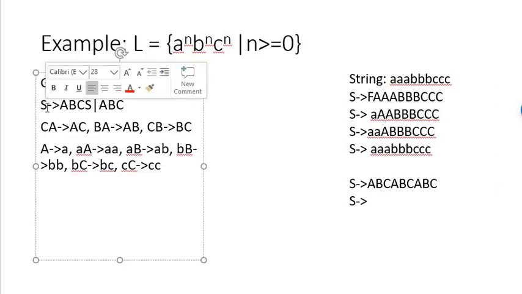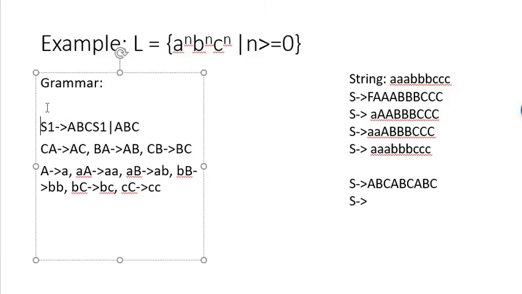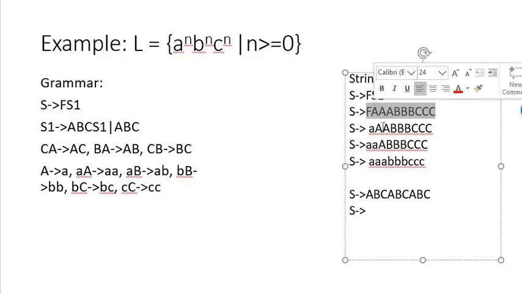I am calling this S as S1. So S1 to ABC, and I am adding one more production, and that production is S to FS1. Closely have a look at this production. S to FS1. So you can think that I have taken this production S to FS1 here, and from S1, according to this, I have generated triple A, triple B and triple C.